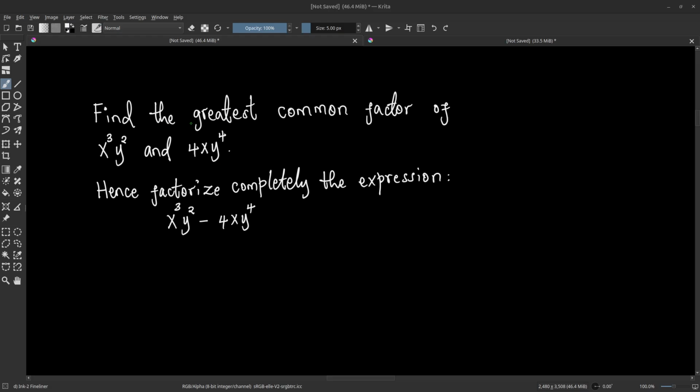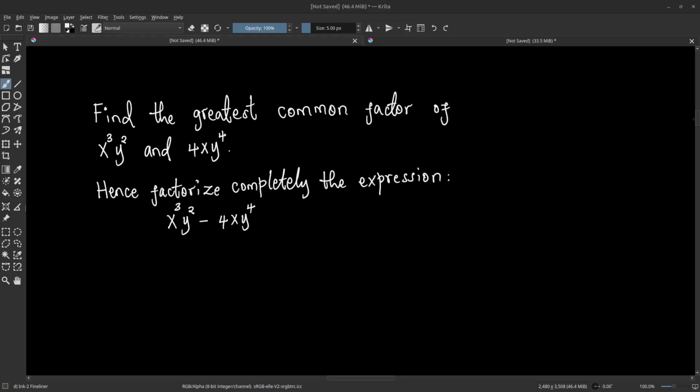Find the greatest common factor of x cubed times y squared and 4x times y to the power of 4. And then the second part of the question reads, hence factorize completely the expression x cubed y squared minus 4x y to the power of 4.